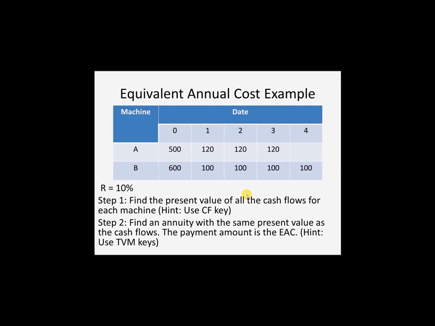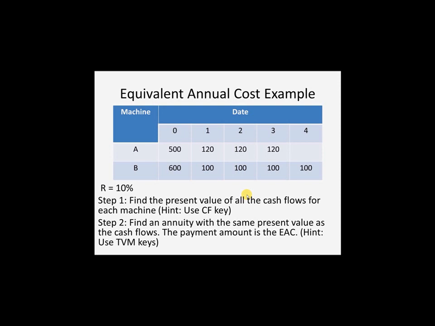So what are we looking at here? We have machine A, which costs $500 up front, and then costs $120 each year after that in maintenance and has a life of 3 years. Machine B costs $600 to begin with, but the maintenance is only $100 per year thereafter, and it lasts 4 years. And we're told that the required rate of return for something as risky as the tennis ball thrower is 10%. And so, what are we going to do here?